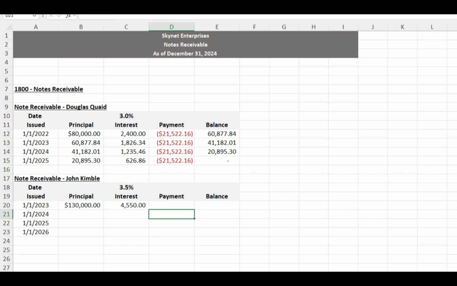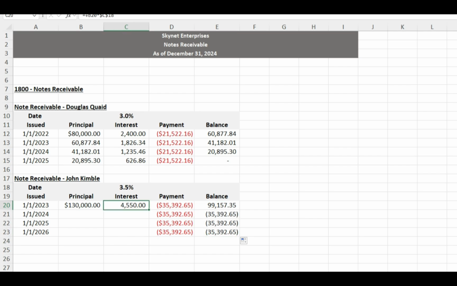Let's grab the payment. And we'll go through the motions. Drag that down. Drag this down. And we're going to take the ending balance, and then we can drag this down. Boom, 0. So I have my amortization schedule for these 2 note receivables. This is how they're going to be paid off over the 4-year term.